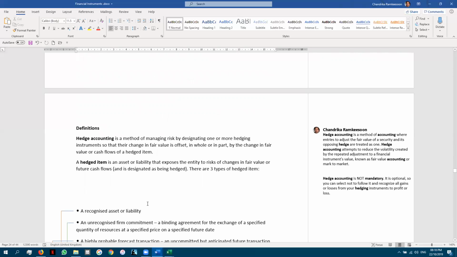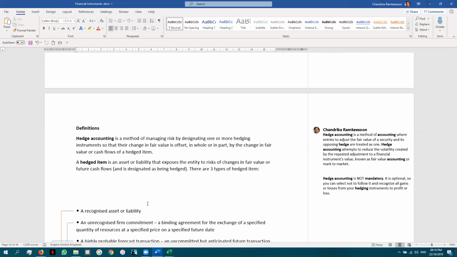Now, take a look at the note on the right-hand side, the comment. Hedge accounting is a method of accounting where entries to adjust the fair values of a security and its opposing hedge are treated as one. Hedge accounting attempts to reduce the volatility created by the repeated adjustment of financial instruments' value, known as fair value accounting or mark to market, which is the term used in financial management.